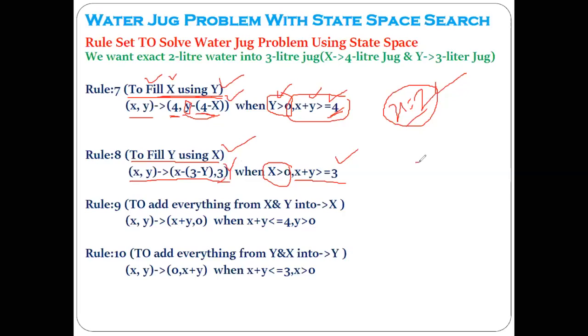Suppose the y jug has 1 liter of water before applying this rule. Then how many liters can you take out of x? x minus (3 minus y) means 3 minus 1 is 2. So that is 2. That amount of water you can take out from x and pour into the y jug. So this is the rule number 8.